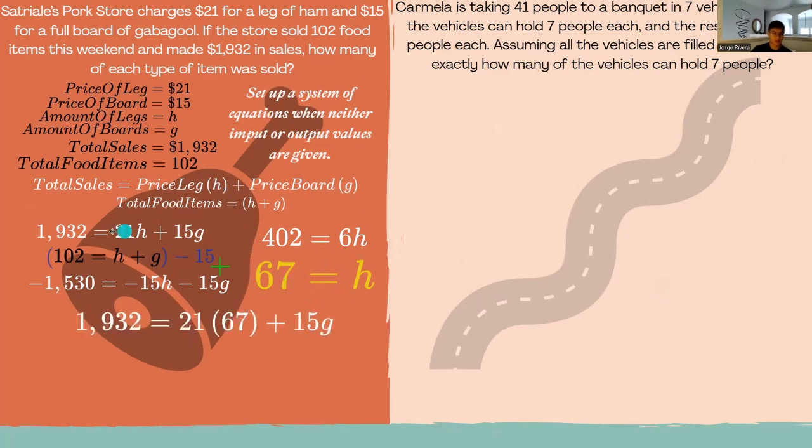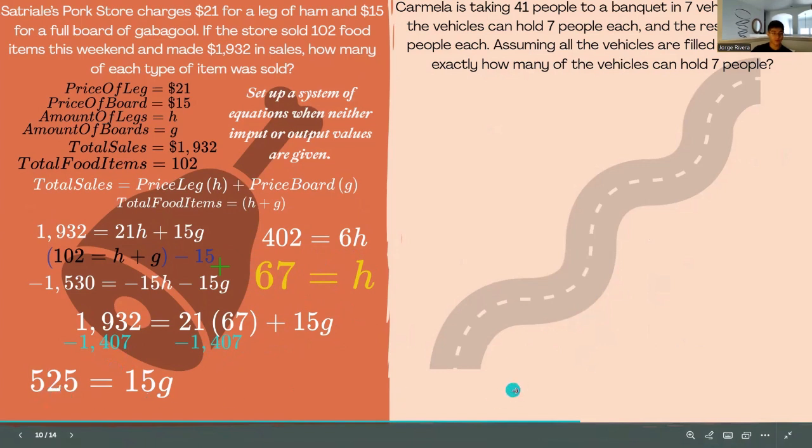And so if you plug this into the original equation here, it's going to be 21 times 67 plus 15g. We can just solve for the amount of boards of gabagool because we know the final cost, right? So if we subtract 1,407 from both sides, which is what this equals, you're going to have 525 is equal to 15g. So if we divide both sides by 15, it's going to give us 35 is equal to g.